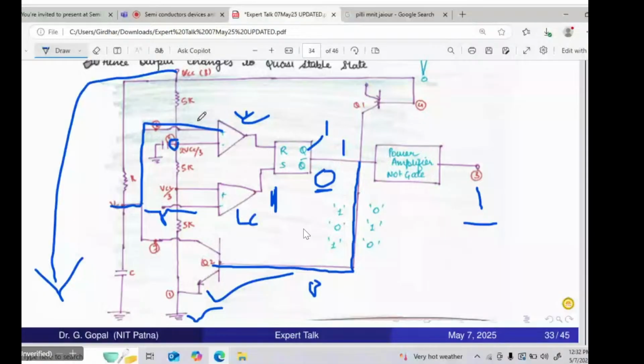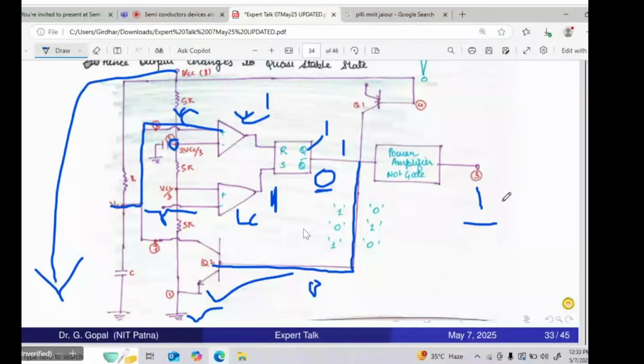If VC is greater than 2 VCC by 3, the upper comparator generates a logic 1. If it generates a logic 1, R is 1, meaning reset. It will reset the flip-flop. So Q is 0, QR is 1. If QR is 1, V0 will become 0. Hence the output returns back to the stable state. This is the operation of the triple 5 timer as a monostable multivibrator, right?